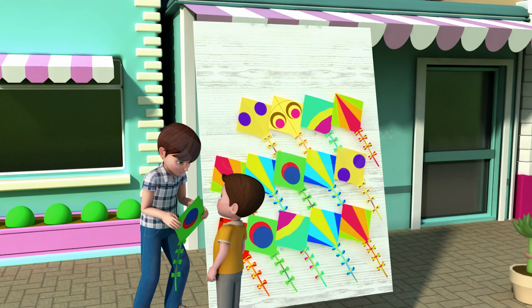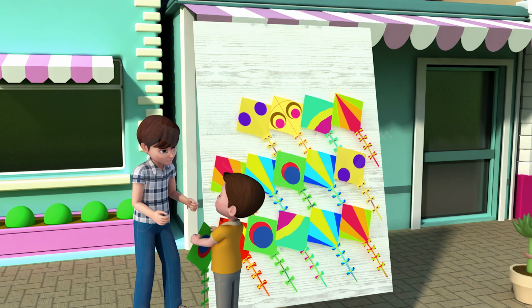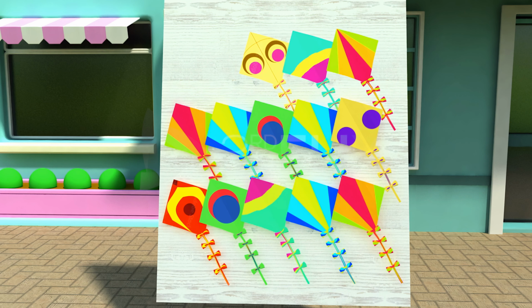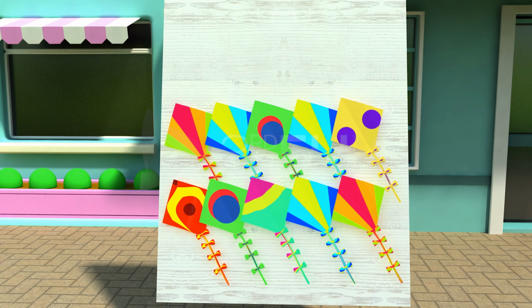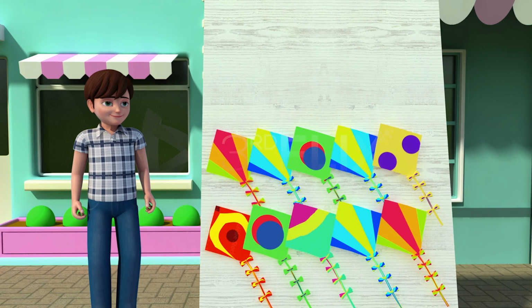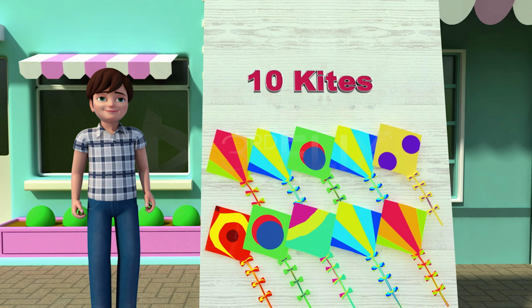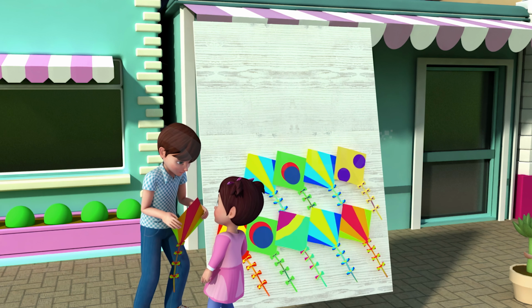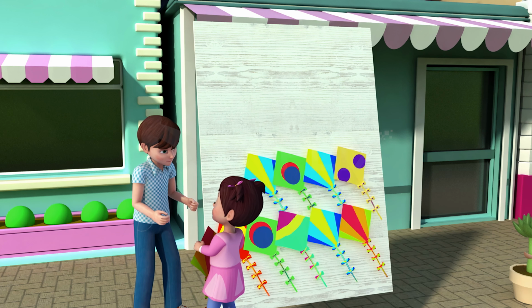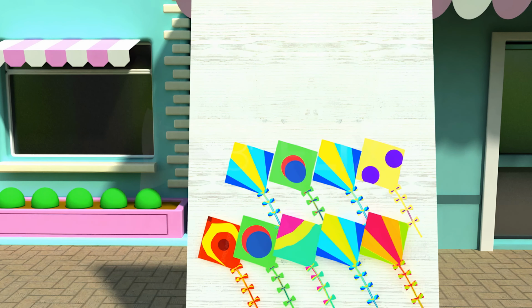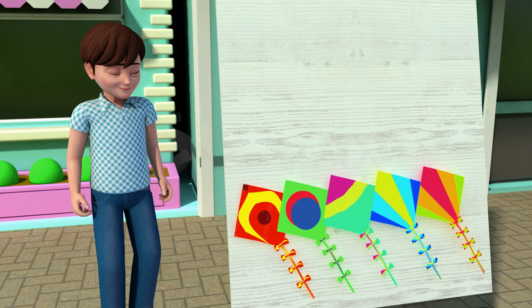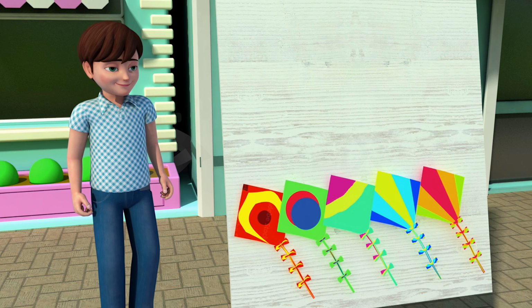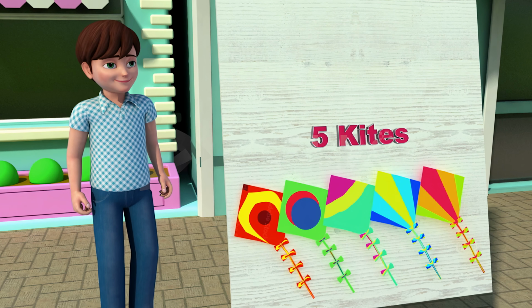On Tuesday, he sold 5 more kites. He is left with 10 kites. On Wednesday, he sold 5 more kites. Now, he's left with 5 kites.